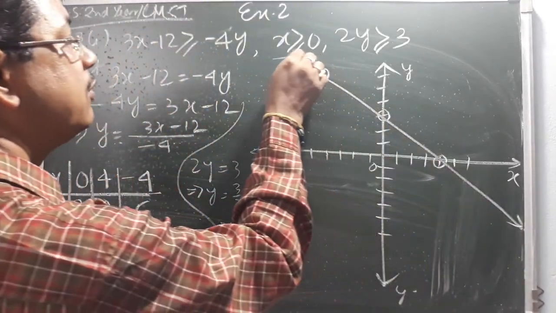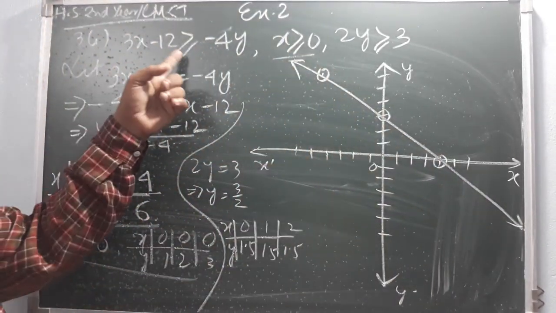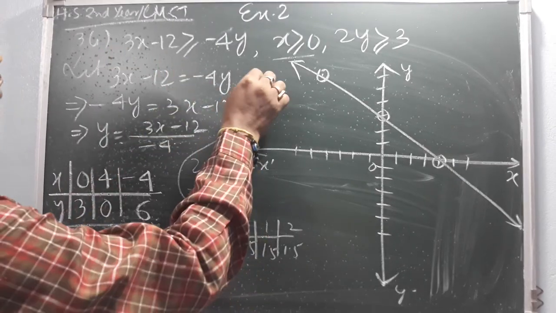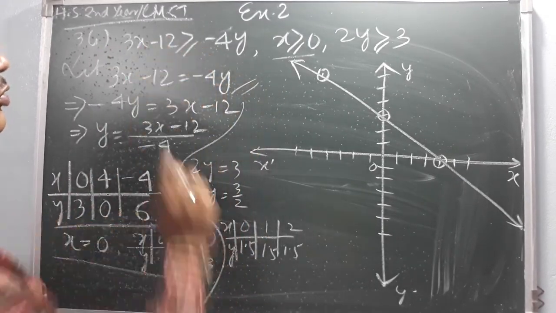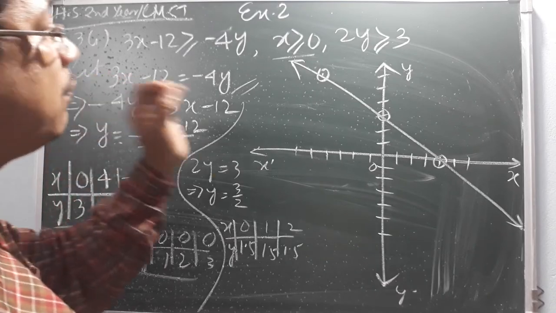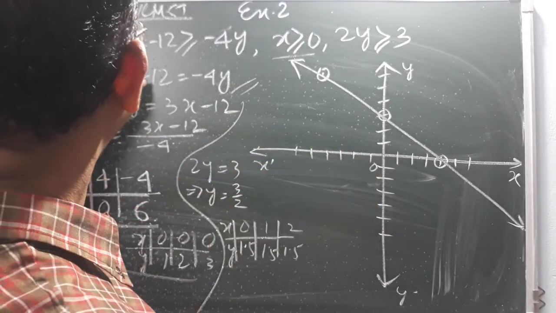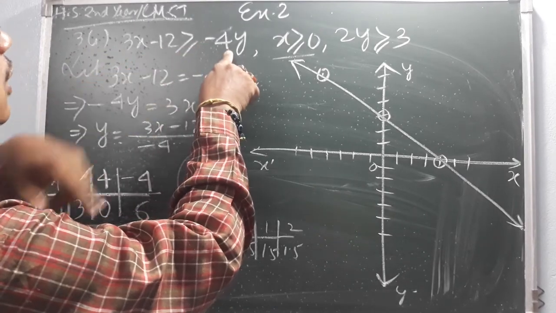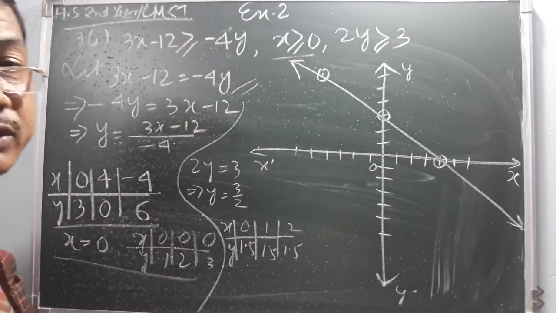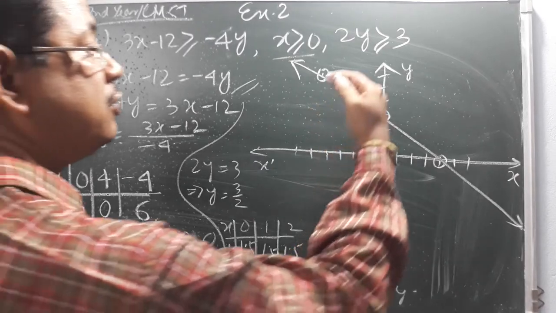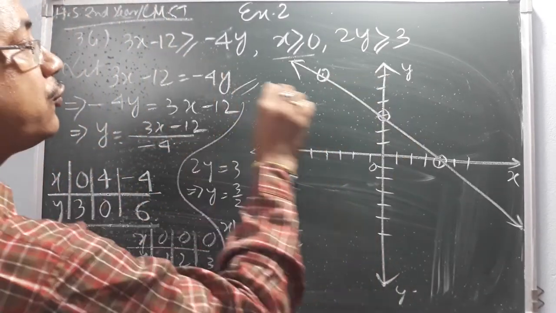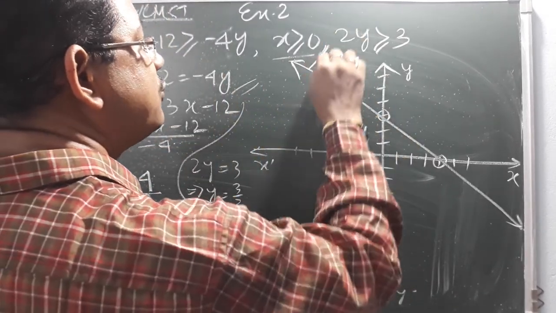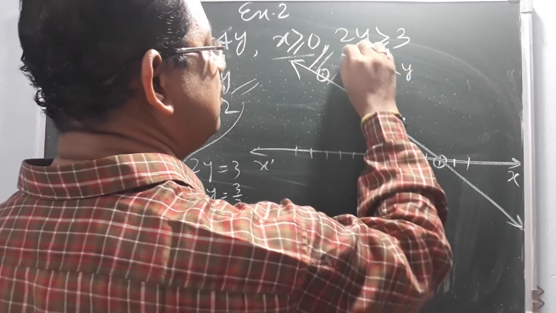Of course, this is a straight line because it is greater than or equal to. This straight line is the graph of this one, not the graph of that one. Now we have to search. Suppose we take the point (0, 0). If we put 0, then minus 12 greater than or equal to 0 will come. That means it is wrong. So of course we have to take the opposite side, this side.